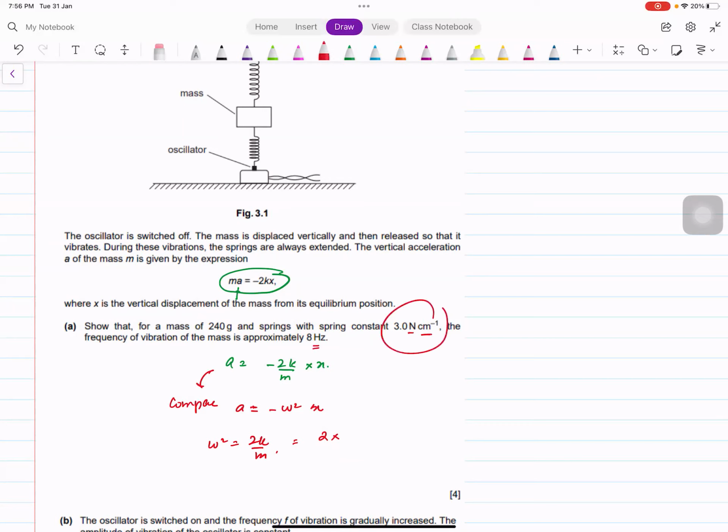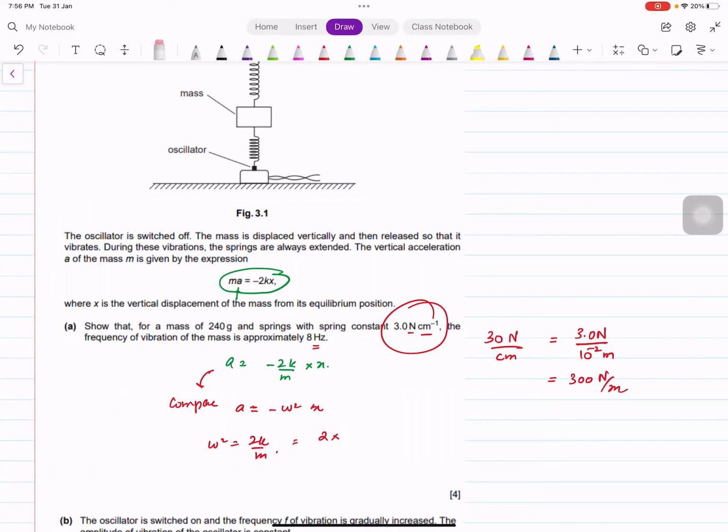Now, how do we change this value into meters? So you see, it's 3 Newton per centimeter. If I want to change centimeter into meter, what do I write? Can I write it as 10 raised to minus 2 meters, please? So it's 3, right? So can I write it as 300 Newton per meter then? What do you guys say? Do you agree?